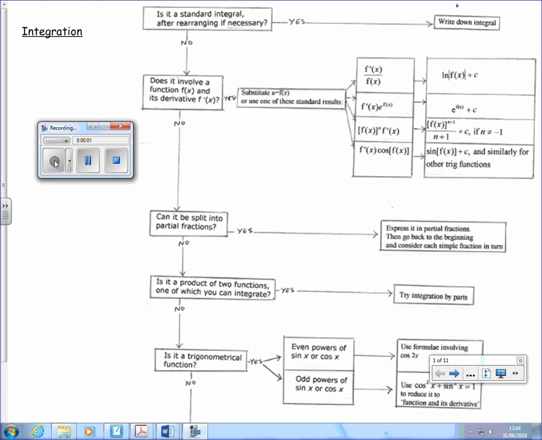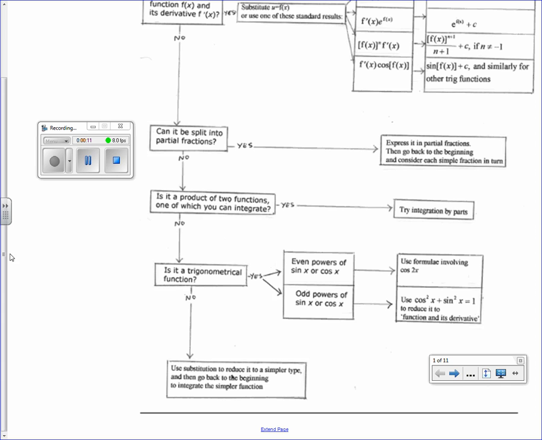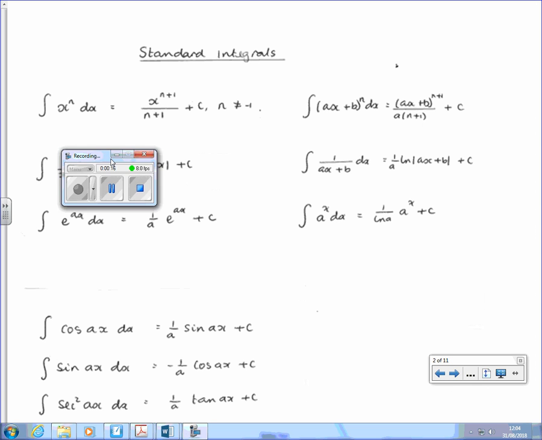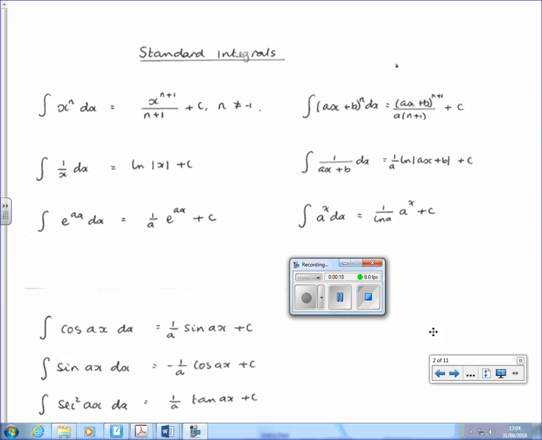If you haven't been handed copies of this page and the next one, you might find it useful to print this out before listening to the rest of the film. These are the standard integrals. You're expected to know them.